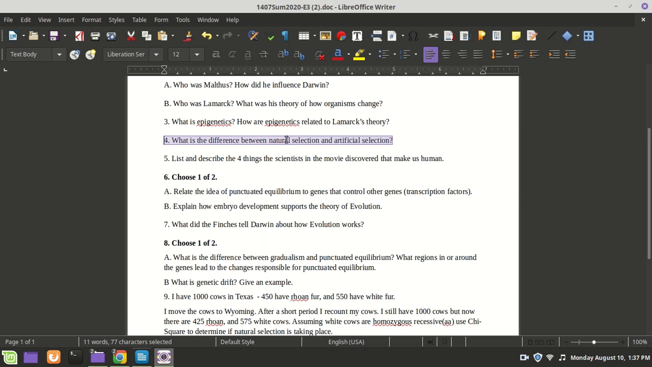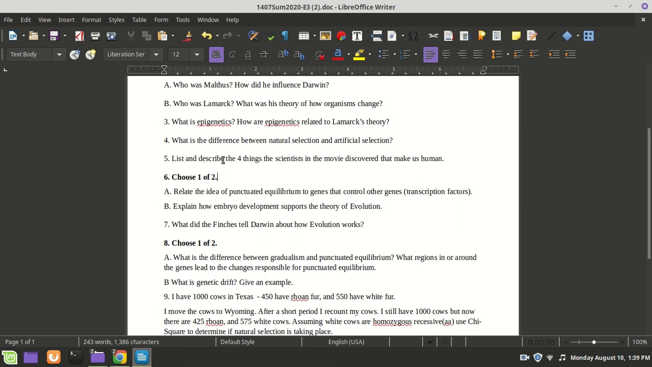How is that different from natural selection? I think you can find it there. You can find it several places. If you understand what artificial selection is, just say, well, something causes this and something causes this. That's the difference, okay? That's as big a hint as I can give you.